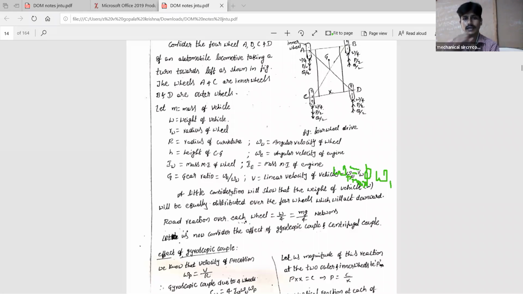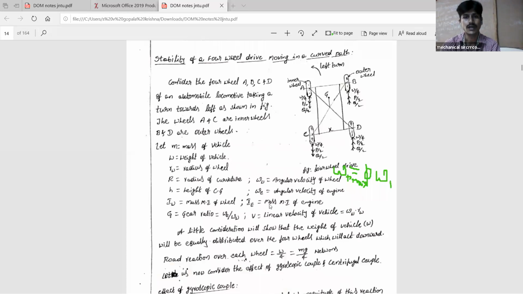Additionally, the gear ratio is added in this derivation: gear ratio G equals omega suffix e by omega suffix w. All of you have to note that. And v is the linear velocity of the vehicle.